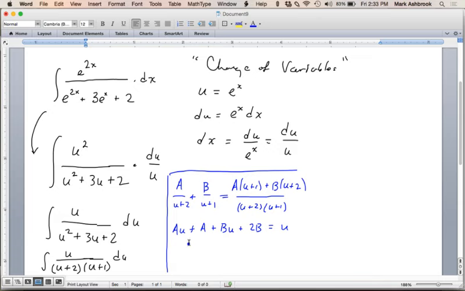So what does it mean? A plus b has to equal 1. And a plus 2b. Hopefully you're tracking easily on this. This is a real easy one. So from that, we're going to get that b equals -1 and a equals 2.